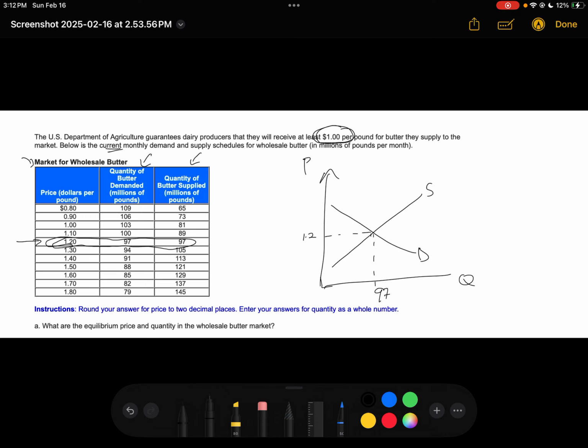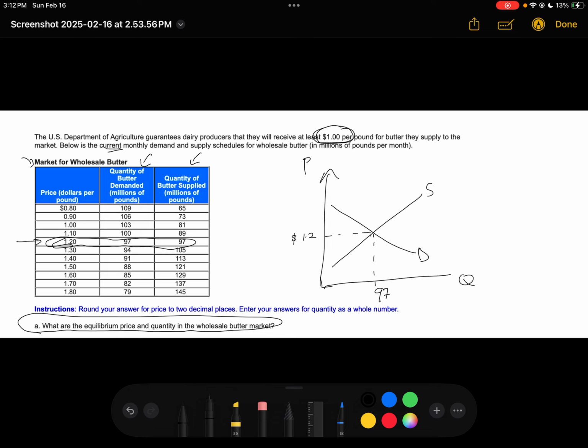This is how you really want to be graphing these things. So you're not graphing every single point, because that is tiring. You do not want to waste your time doing that. So question 1A, what is the equilibrium price and equilibrium quantity? Equilibrium price is $1.2 per pound. Equilibrium quantity is 97 million pounds.